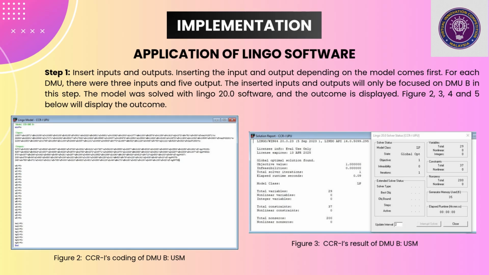Application of Lingo software. First step, insert input and output. For each DMU, there were 3 inputs and 5 outputs. The inserted inputs and outputs will only be focused on DMU-B in this step. The model was solved with Lingo 20.0 software and the outcome is displayed. Figures 2, 3, 4 and 5 below will display the outcome.